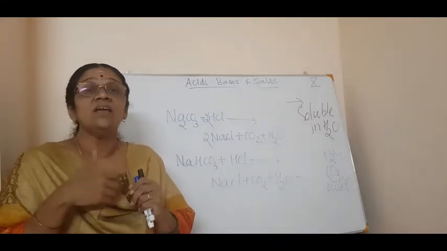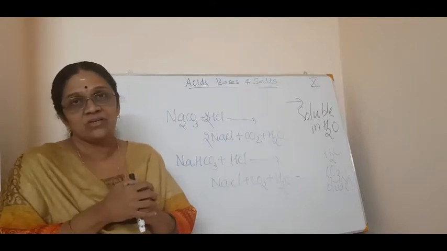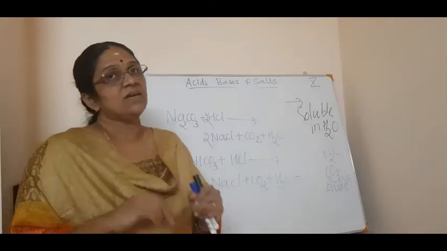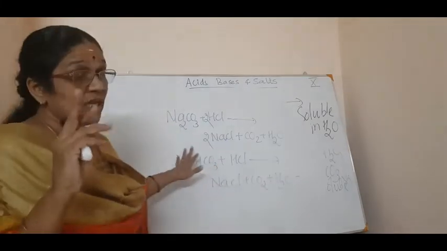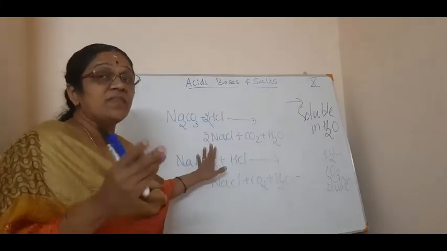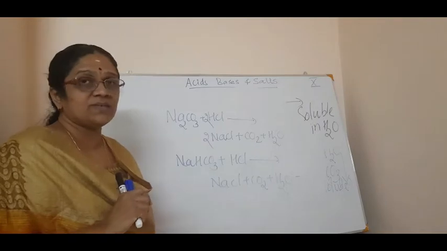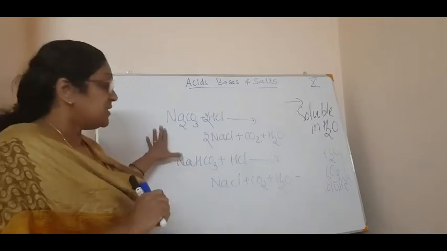Why? Because it is a non-supporter of combustion. So, these are the 2 tests. Okay, so write down in your notebook: 2 tests, 2 chemical tests to distinguish whether the gas evolved is carbon dioxide. Correct? Okay. This is clear?